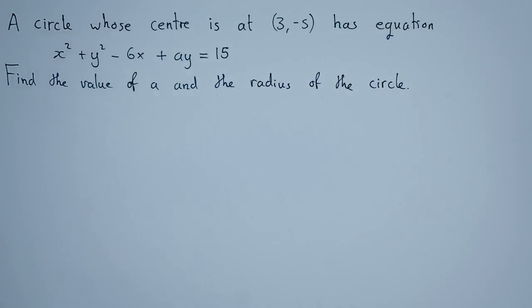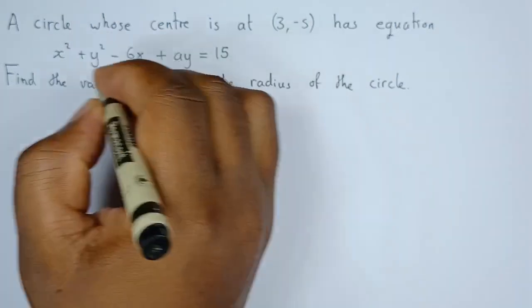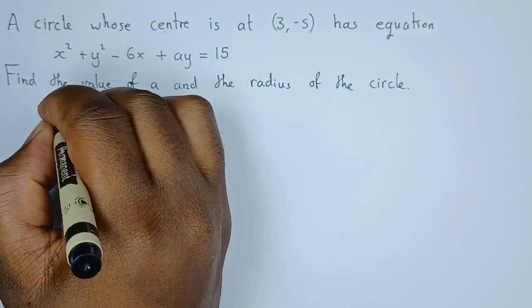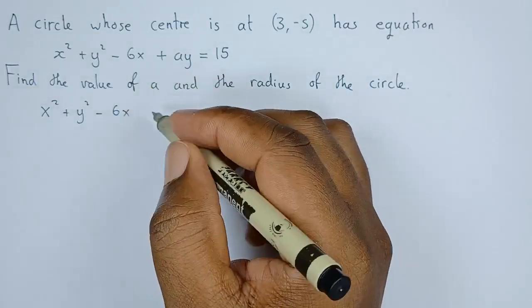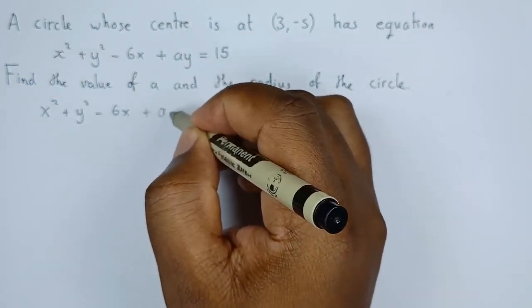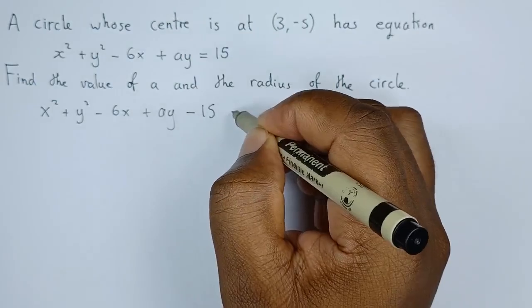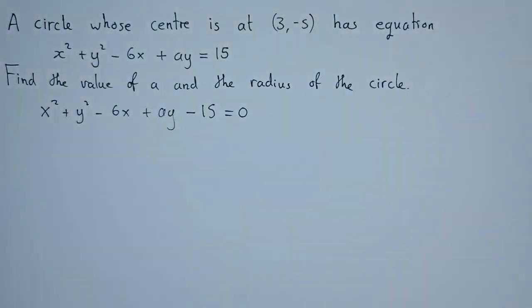A circle whose center at 3, negative 5 has the equation x squared plus y squared minus 6x plus ay is equal to 15. Find the value of a and the radius of the circle. Okay. So first of all, it's important to note that, let me just rewrite the equation first so that you see what I'm saying. I have x squared plus y squared minus 6x plus ay minus 15 is equals to 0. So the 15 just goes to the other side.